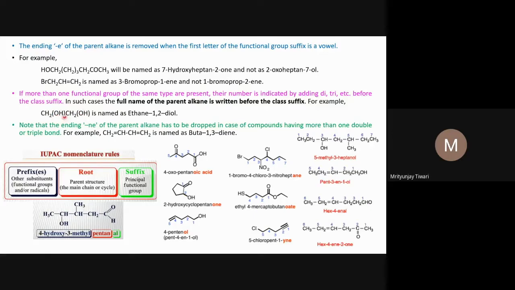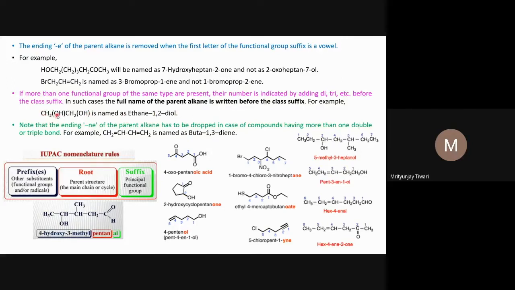So if it is this OH group, like here two OH groups are there, hydroxyl groups are there, so we'll write it as diol. If two NH2 groups are there, diamine, and so on. So we'll see the name of this compound; other examples you can similarly do.